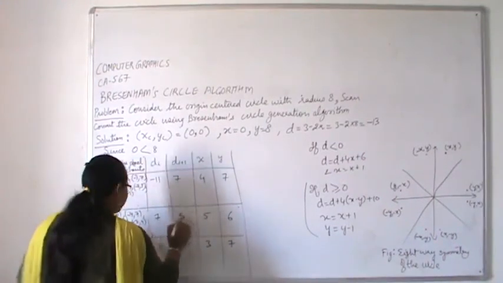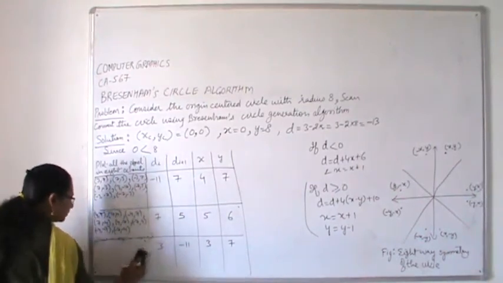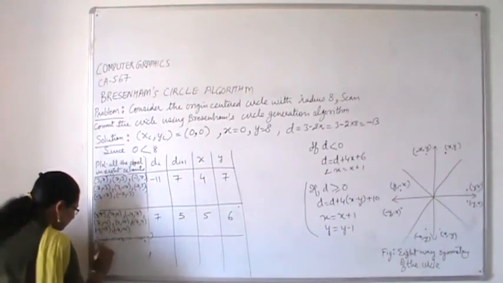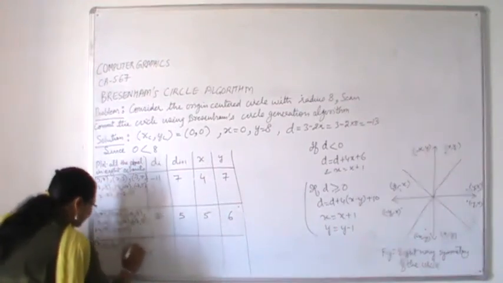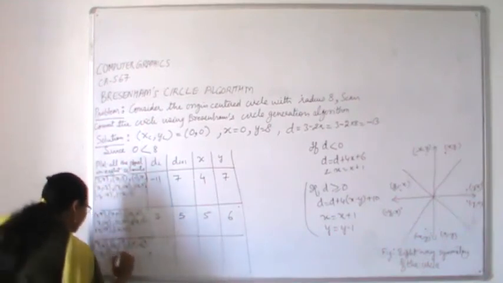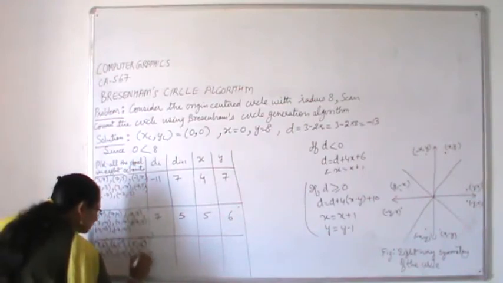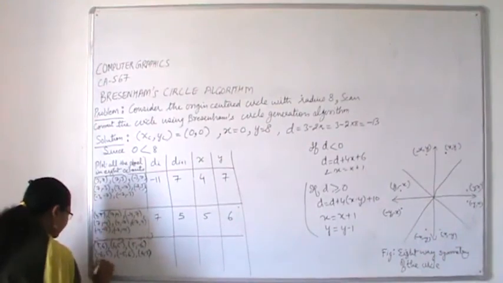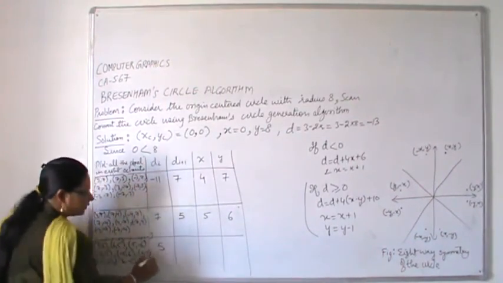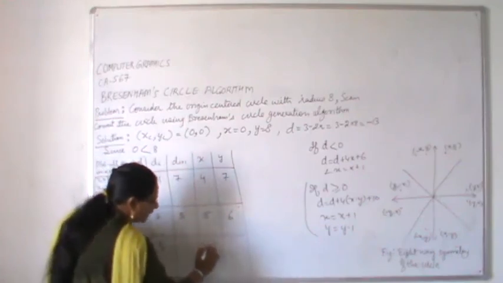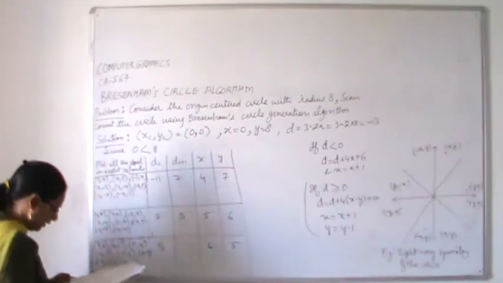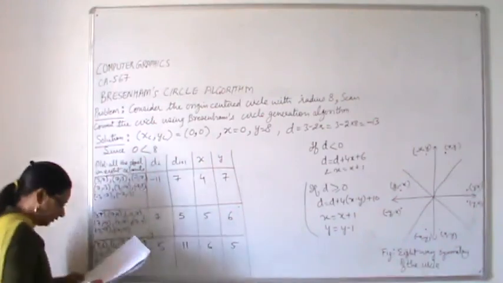So we have to plot the point (5, 6). So it will be (5, 6), (6, 5), (5, -6), (-5, 6), (6, -5), (-5, -6) and (-6, -5). Now the value of d is 5, so that is greater than 0. So we have to increment x by 1, that is 6, and decrement y by 1, that is 5. So the value of di plus 1 will be 11.